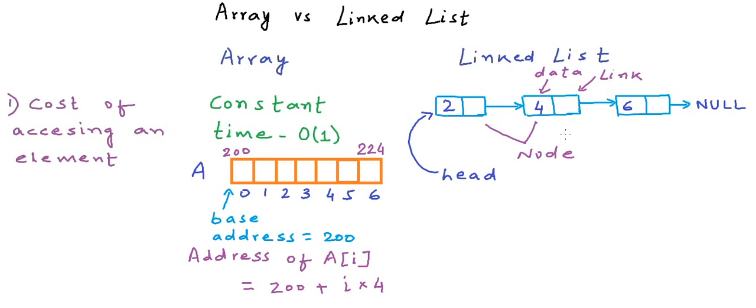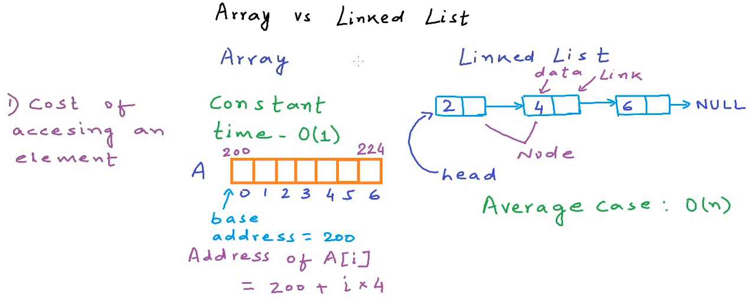So if n is the size of the linked list, n is the number of elements in the linked list, then we will traverse n by 2 elements. So the time taken in the average case also is proportional to the number of elements in the linked list. So we can say that the time complexity in the average case is big O of n. So on this parameter, cost of accessing an element, array scores heavily over a linked list.